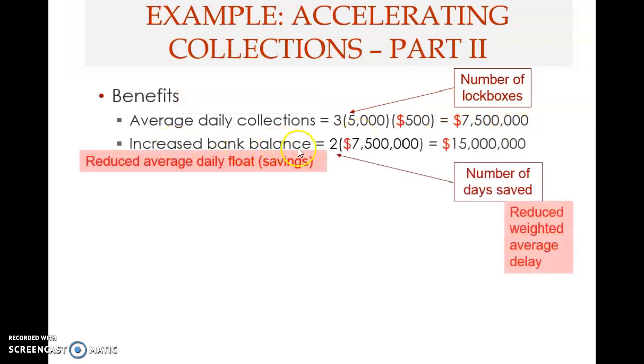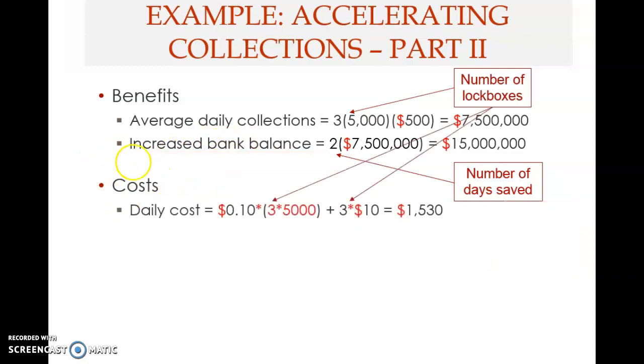Now the increased bank balance, this is the savings that you will get, because you save 2 days. The number of days saved will be 2 days, multiplied by this 7.5 million. So it's 15 million. This is the reduced average daily float or savings. This would be your benefit. And this 2 here is actually the reduced weighted average delay. This is WAD, and this is ADF, if you like. This ADF is the savings, the present value of the benefits. Okay, now we come to the cost. So this is the benefit, this is the present value of benefits, 15 million.